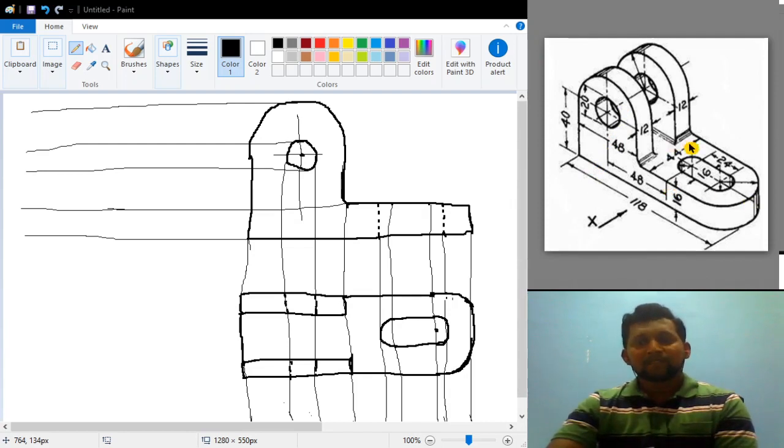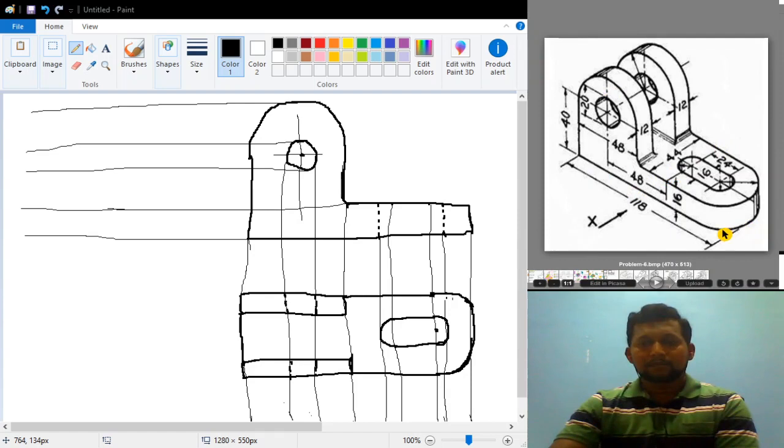Okay, so in the side view you will be able to see the breadth as well as the height. Okay, so let me start from this end.